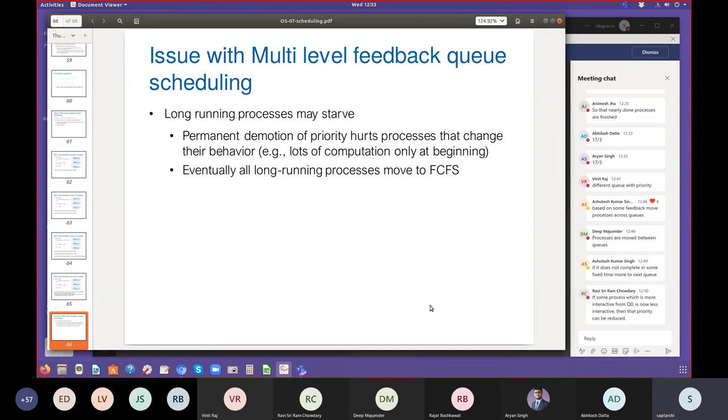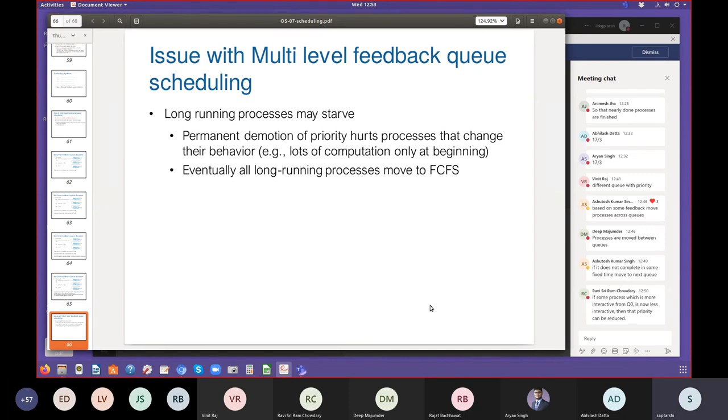Of course, no solution is perfect, so there are issues here also. For example, long running processes can starve. Permanent demotion of priority hurts processes that change their behavior. Let's say a process had a lot of computation only at the beginning, but then it moved to an interactive mode. But in what we discussed, the moment the kernel sees that this process at the beginning is taking a lot of computation, it will move the process down to a queue of lower priority. So then if the next part of the process is interactive, performance will suffer.